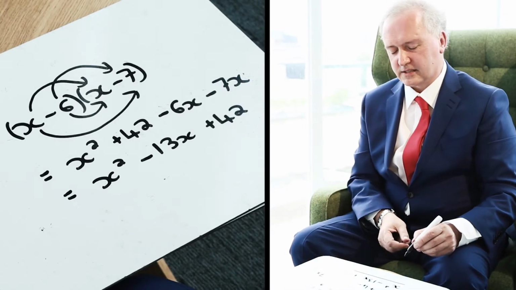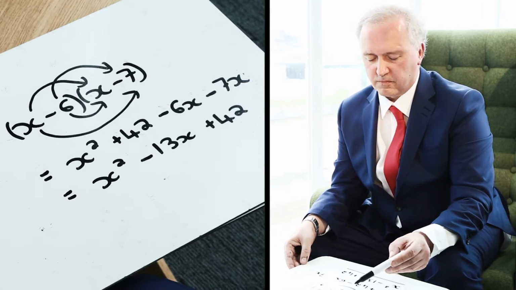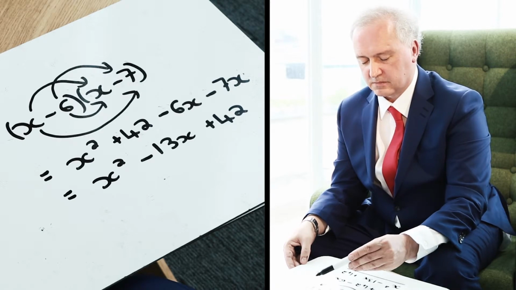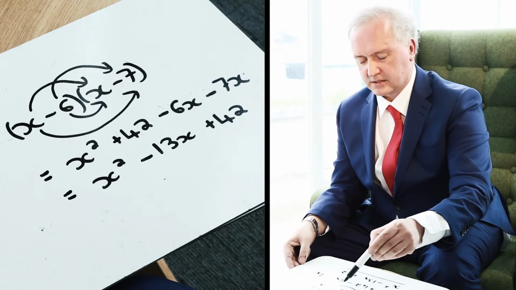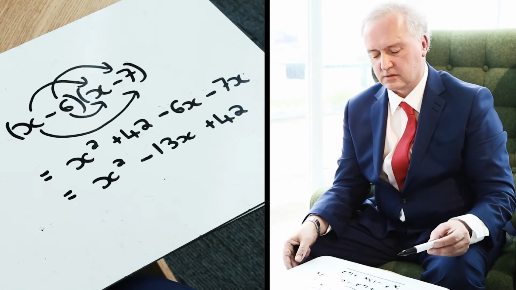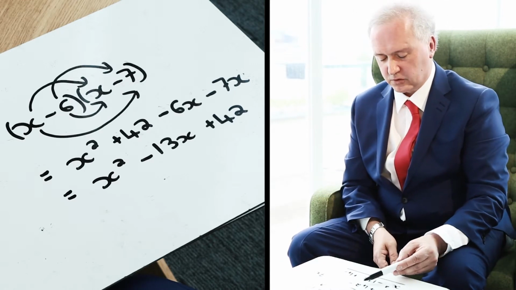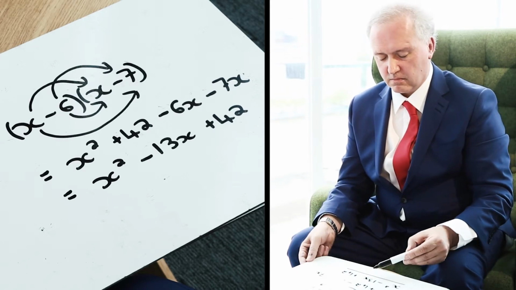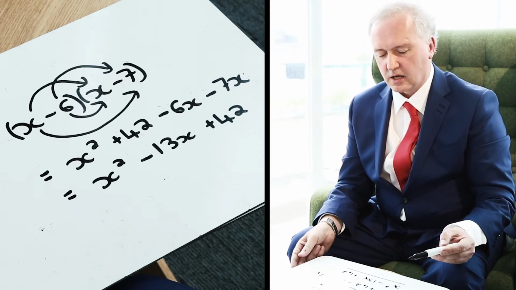So I'll just check that everything's sensible here. I've multiplied out 4 separate terms here, so we've got x times x, minus 6 times minus 7, minus 6x, and I've got x times minus 7. So x squared plus 42 minus 6x minus 7x produces x squared minus 13x plus 42. I know that's the correct answer.